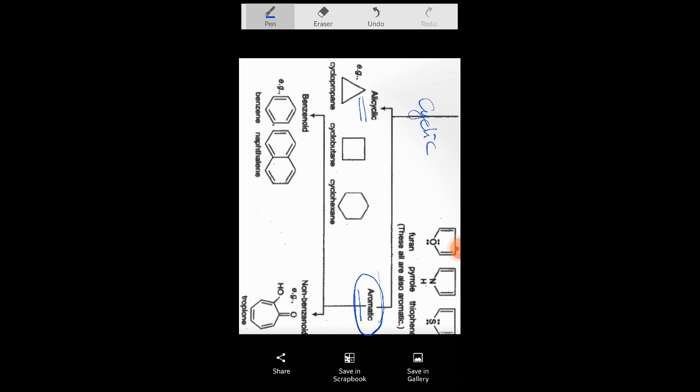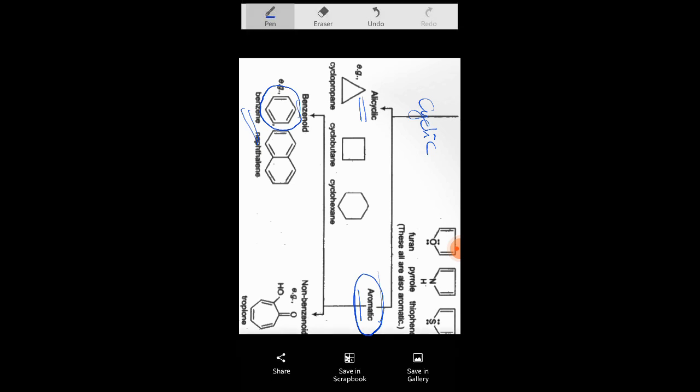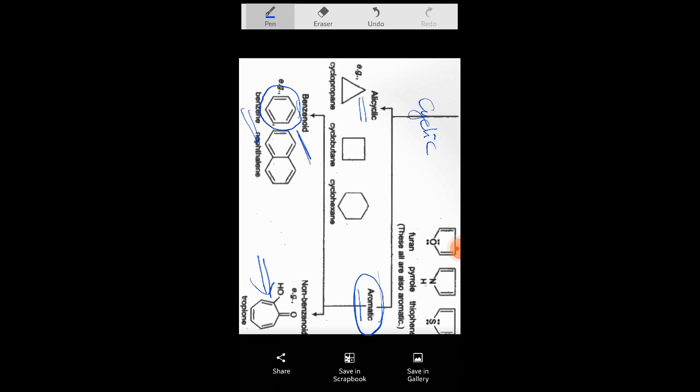And the aromatic compounds, there are two types of compounds. One is benzenoid. Benzenoid means, you know, benzene, it will have a skeleton of benzene. Non-benzenoid means they may not be having the skeleton of benzene, but still they are aromatic. Those type of compounds are what we call aromatic compounds.